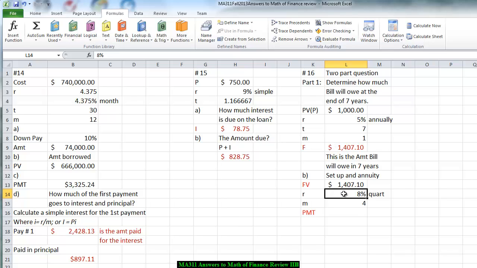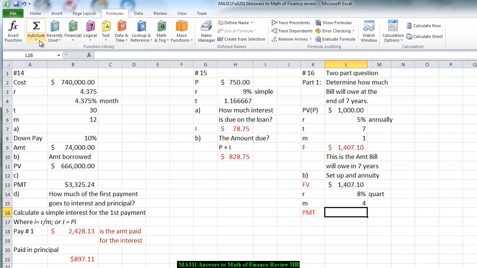He wants to set up a sinking fund. In other words, in the future, he wants the $1,407.10 to be there. He is going to make quarterly payments. The interest rate is 8% compounded quarterly. And he wants to be able to do it at 4 payments per year. All right, because remember, the time is 7 years. We're going to go to our payment formula because he's going to pay it back in 7 years.